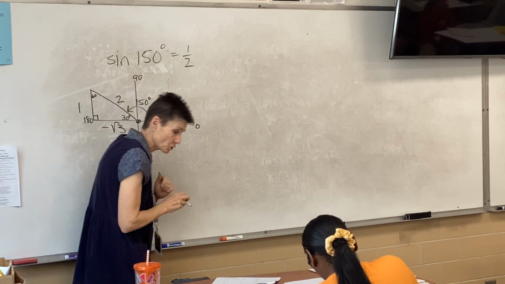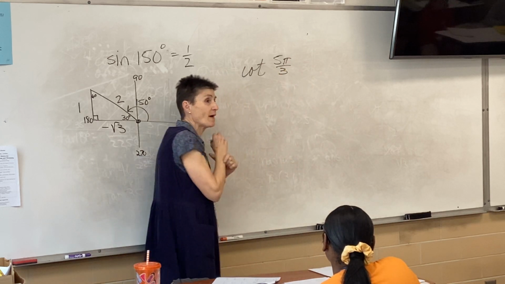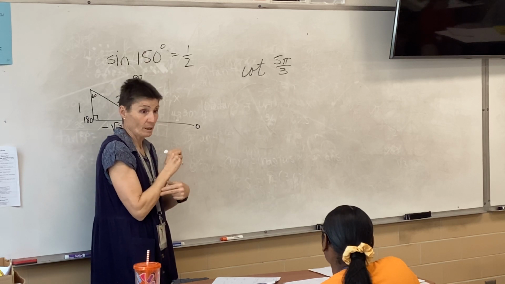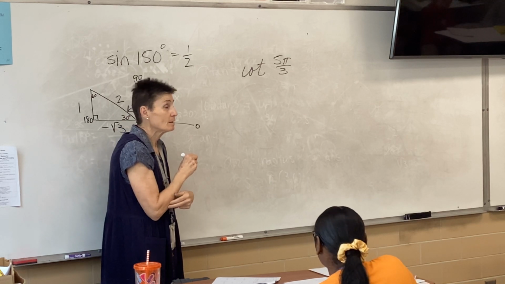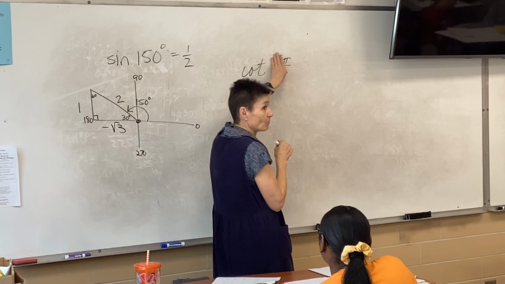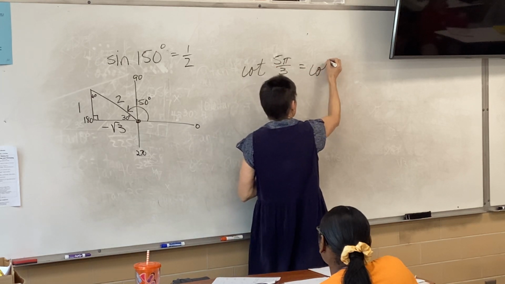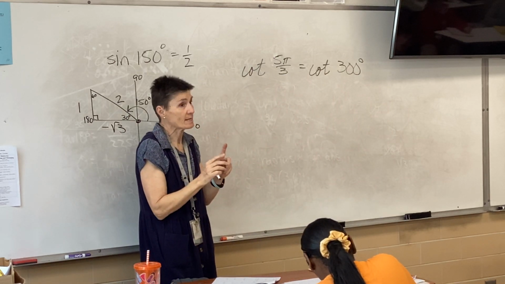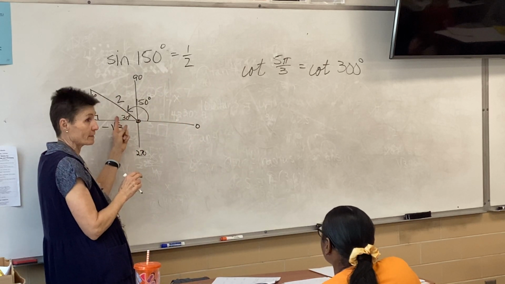One more, and you'll go to lunch. Cotangent, 5π/3. Well, what might you want to do with that to get started? Well, be careful. We want to change it into degrees, probably, don't we? It might just be π/3. π/3 is 60, and 5 of those is 300. So this is really the cotangent of 300 degrees. Now, you can do it in radians if you're comfortable working in radians, but most of us are more comfortable with our triangle in degrees.